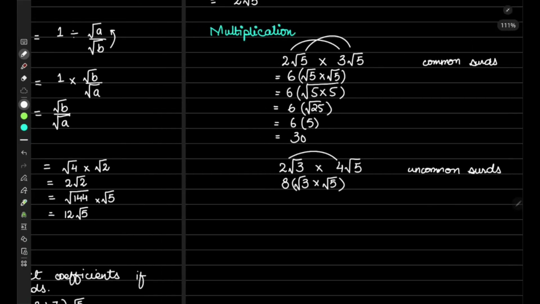This will give you 8 root, whole square root of 3 times 5, 8 square root 15. After doing this, if you are able to get the product in terms of one complete square and one non-complete square, then you can simplify it further. Otherwise, if it is not simplifiable, you can just leave it as it is. So this is how you can multiply if you have uncommon surds.